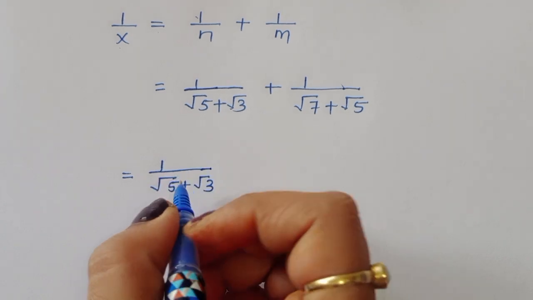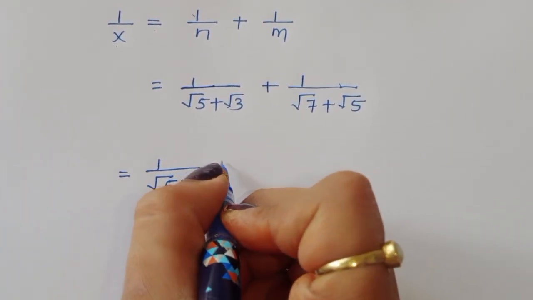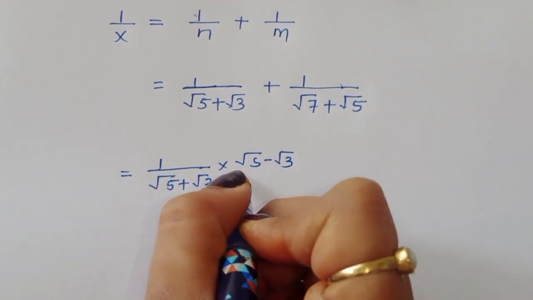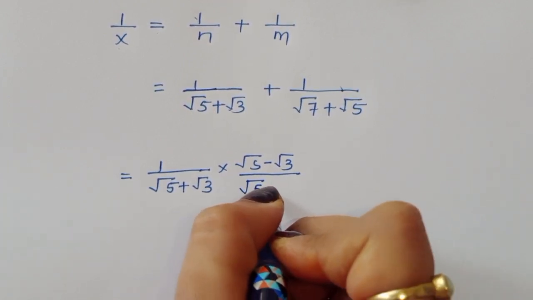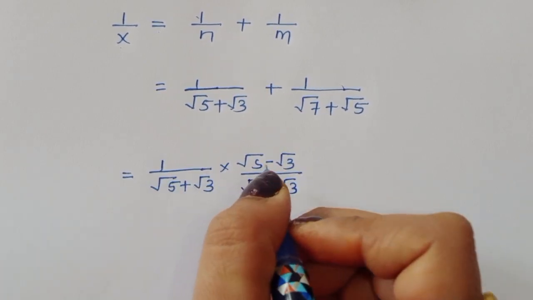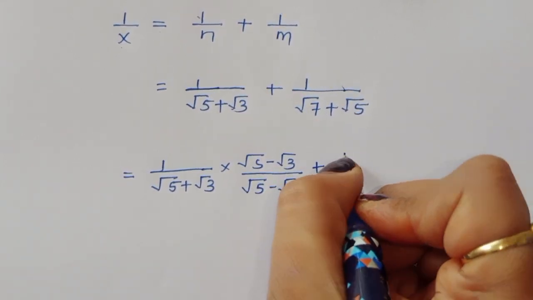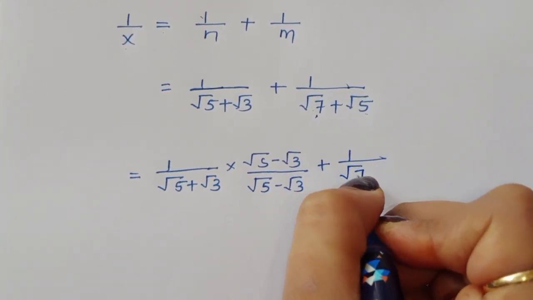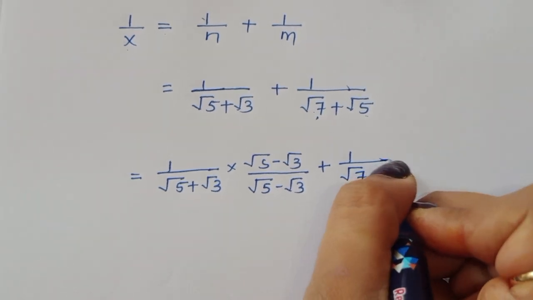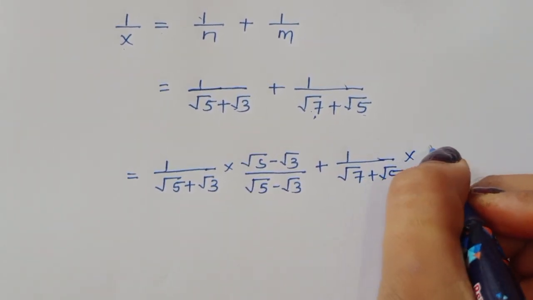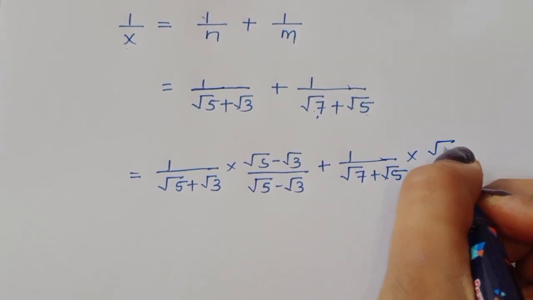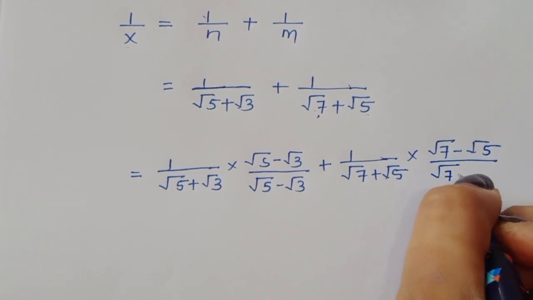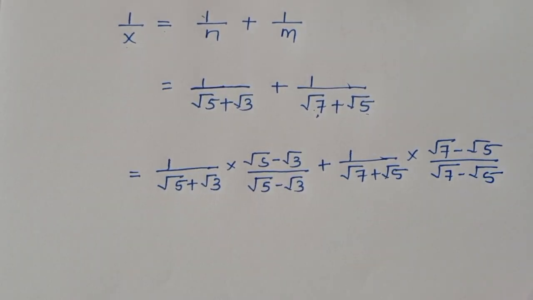So we can do here one thing, we can multiply with the same term, that is square root of 5 minus square root of 3, and divide with the same term, square root of 5 minus square root of 3. So the value is the same, plus 1 upon the next term, that is 1 upon square root of 7 plus square root of 5. We are doing the same thing here again, multiplying and dividing with square root of 7 minus square root of 5.